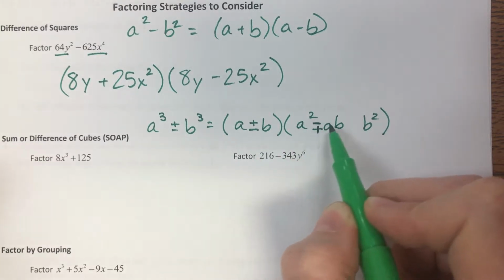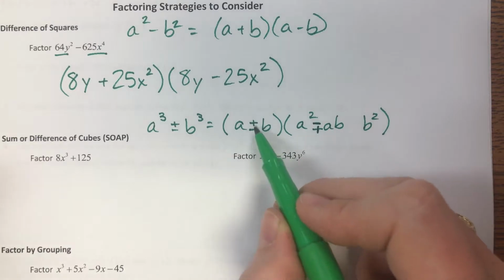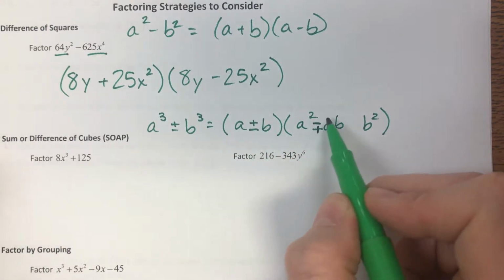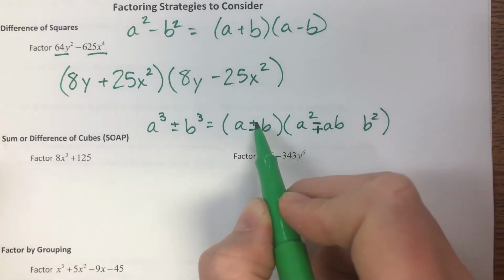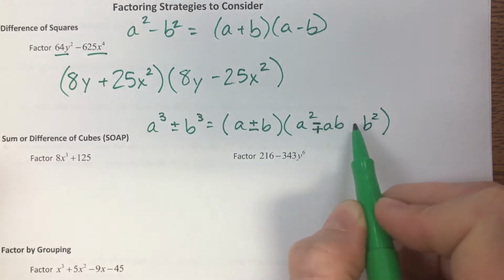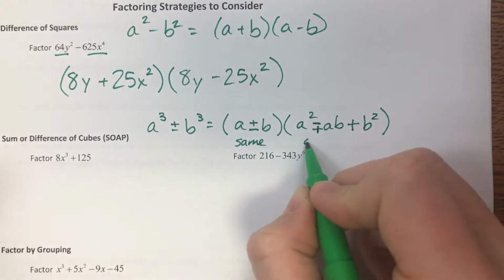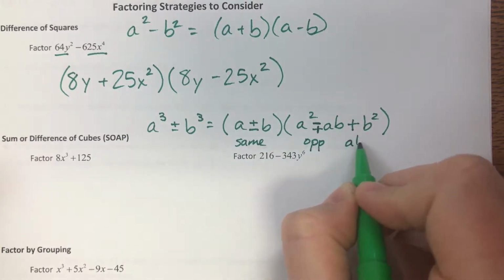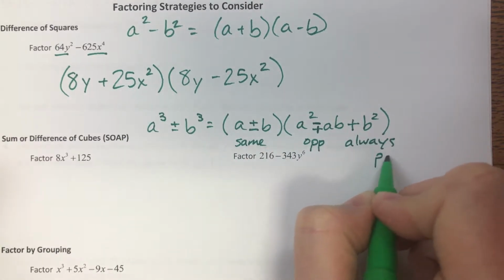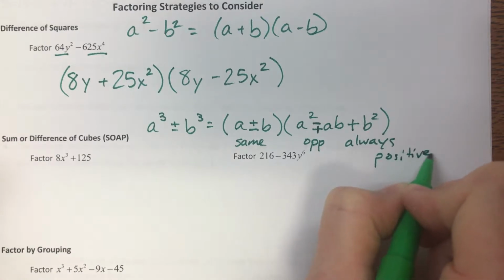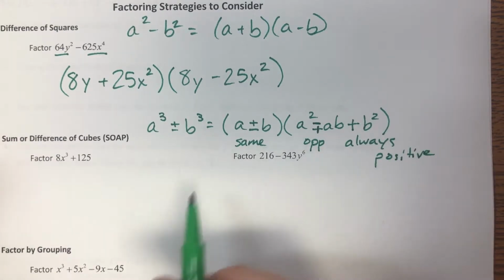I'm not sure if you've seen these minus-plus signs, since we've seen the plus or minus forever. But the minus plus just means that this minus accompanies the top. The things along the top work with each other, and this is always positive. So that's same, opposite, always positive, and that is SOAP. Just a nice little reminder.